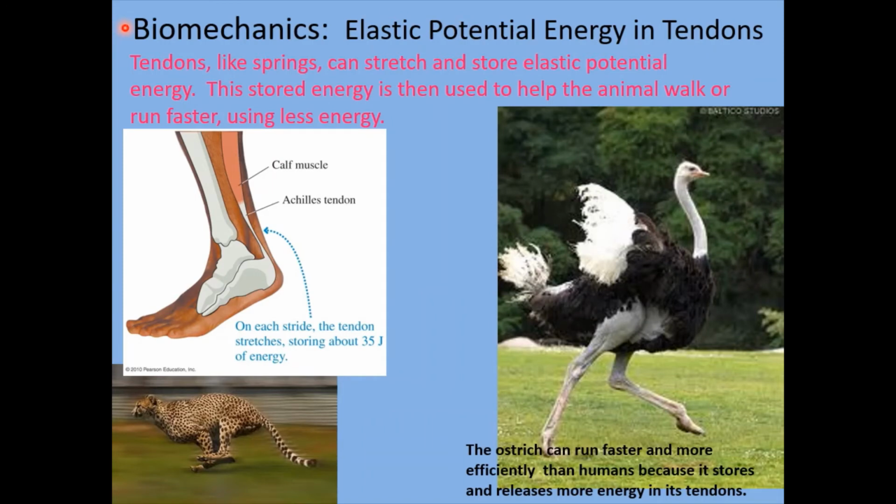One interesting application of elastic potential energy is a biomechanical example where we can talk about the elastic potential energy that's stored in tendons. Tendons connect muscles to bones, and they're like springs in that they're elastic. They can stretch and store elastic potential energy. This stored energy is then used to help the animal walk or run faster using less energy. So the example here is showing a human foot. This is the calf muscle up here, and the calf muscle is attached to the heel bone by the Achilles tendon.